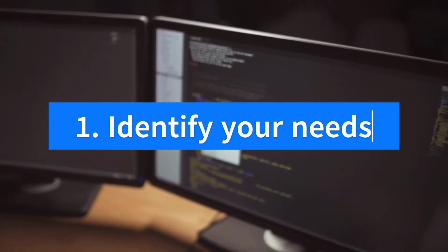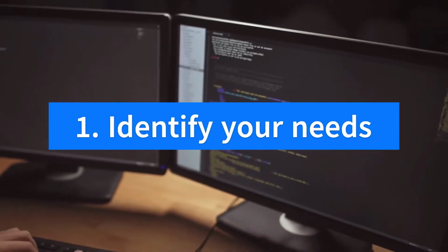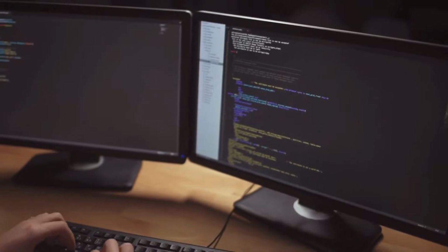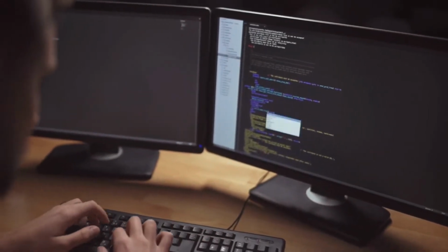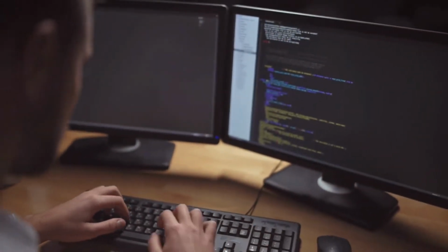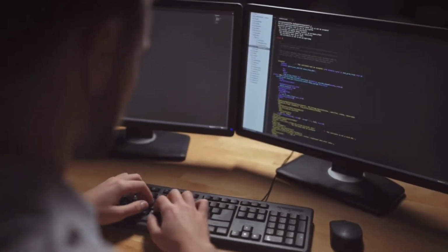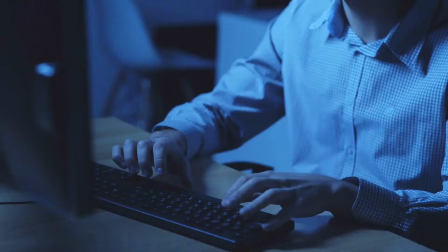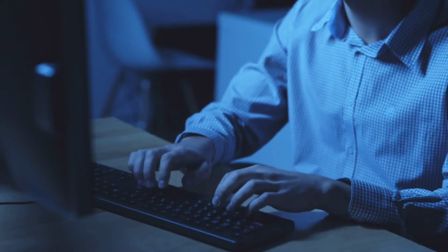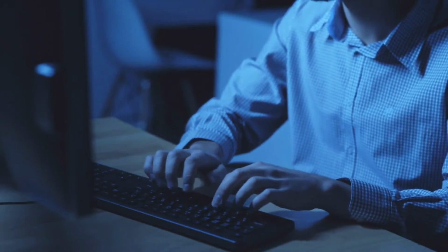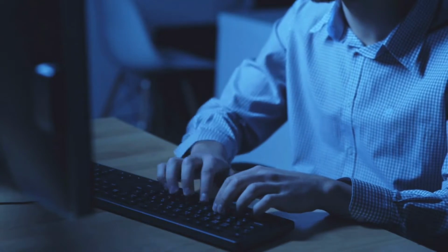Identify the problem and your needs. The first thing you need to do is identify the problem and your needs. You need to ask yourself what role you're looking for and why. Is this a new position or a replacement for someone who's left? Is it an existing position that needs to be filled? Are there any immediate goals that you have in mind that a new hire would help accomplish? Once you've identified the problem and your needs, you can plan out your strategy for finding the right person.